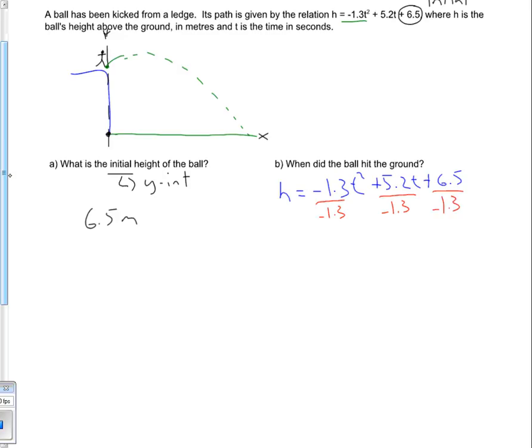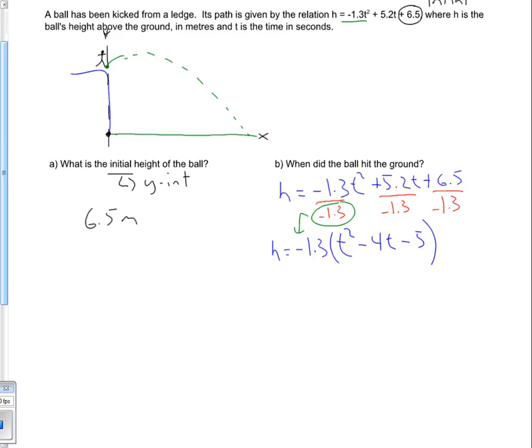When we do that, we obviously have to carry that negative 1.3 down with us. It doesn't just get lost. So h is going to equal negative 1.3, and then we'll end up with t squared. 5.2 divided by negative 1.3 is negative 4t. And 6.5 divided by negative 1.3 is equal to negative 5. Okay, and so now we have a trinomial that we can factor.